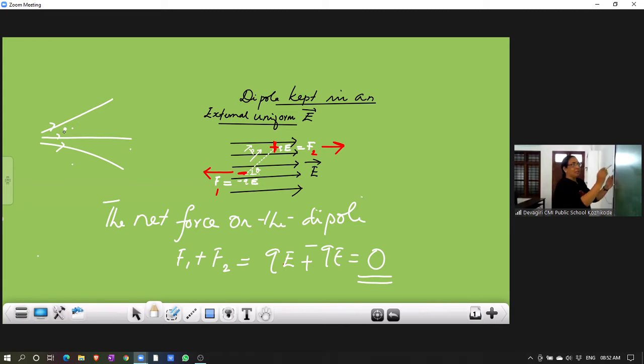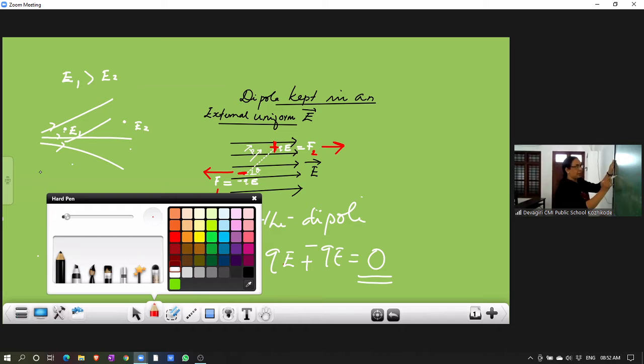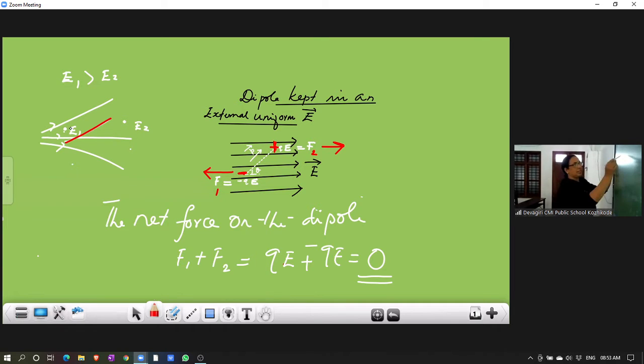Imagine I'm keeping a dipole here. I'm taking a dipole and keeping it like this. Here is my minus Q charge and here is your plus Q charge. This is known as a non-uniform electric field. Now what is the force acting? It is minus QE1. At this point it is E1, here it is E2, so here it is QE2. If I find the total force, it is QE2 minus QE1. These are not equal, so they won't cancel. I don't get an answer of 0.